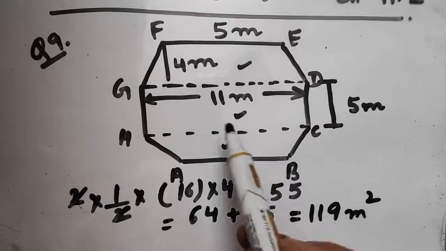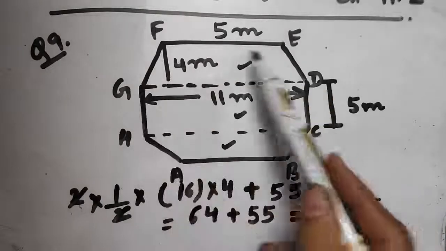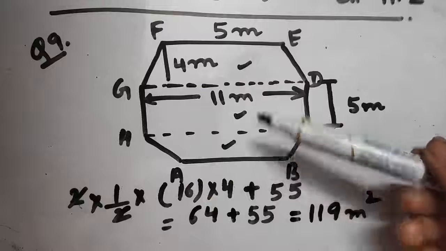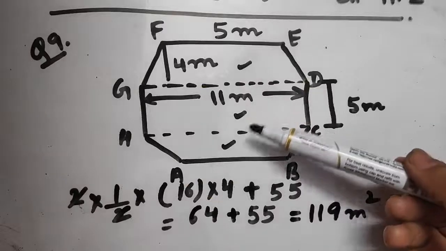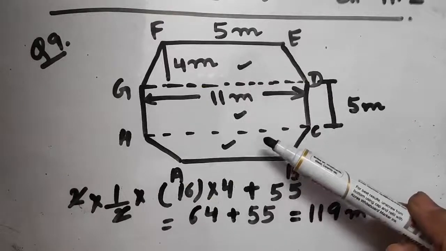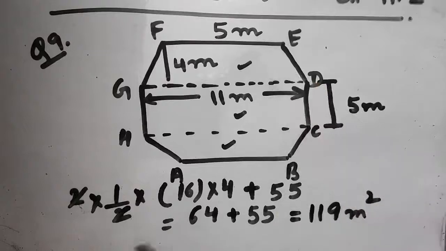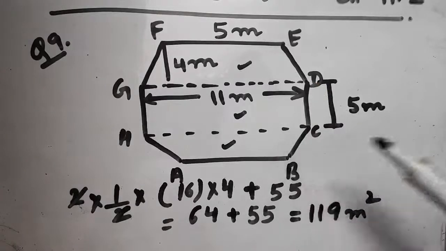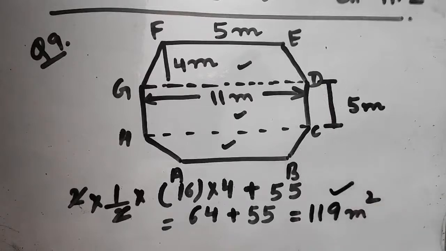So, dear children, this octagonal surface has been divided into two trapeziums and one rectangle, and we know the formula of rectangle as well as area of trapezium. So using those formulas, we have calculated the area of this octagonal region as 119 meters square. So I hope, dear children, you have understood this question number 9 also.